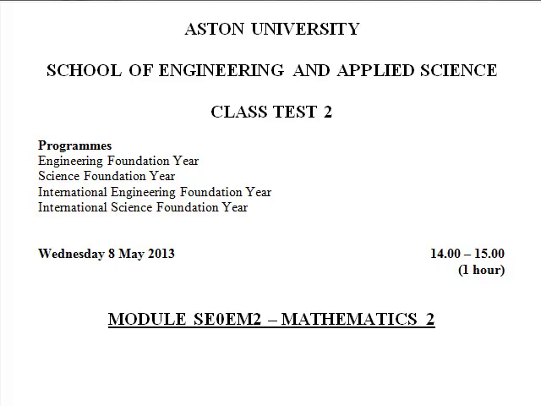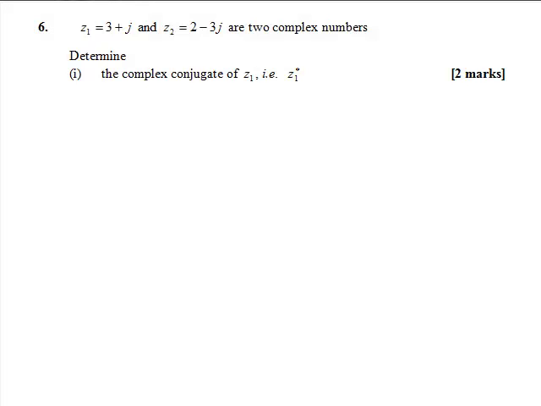Class Test 2, Question 6. Determine the complex conjugate of Z1. Z1 equals 3 plus j, so the complex conjugate is 3 minus j.